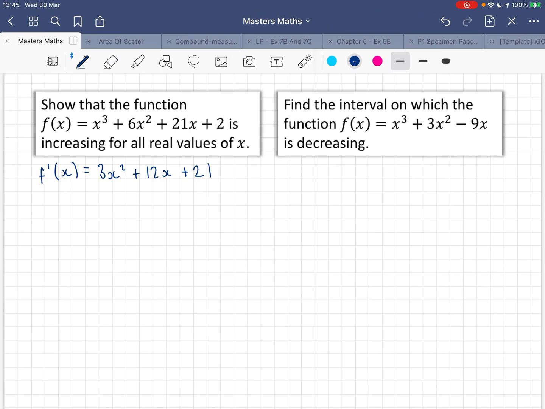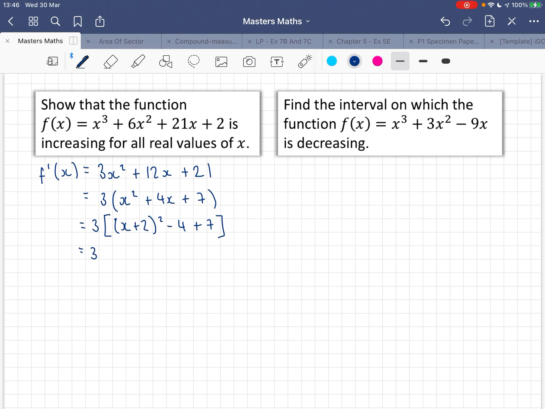Because the gradient function is a quadratic, to show that it's always positive, the best way is to complete the square. We're going to factorize out that 3 first to make it easier. We can't just divide by it because what we have is an expression, it's not equal to anything, so we can't just divide by 3 and have it disappear. We have to factorize it out. Then we complete the square, so we get 3 times (x plus 2) squared minus 4 plus 7.